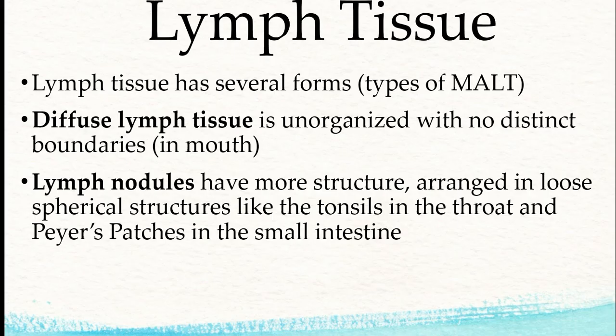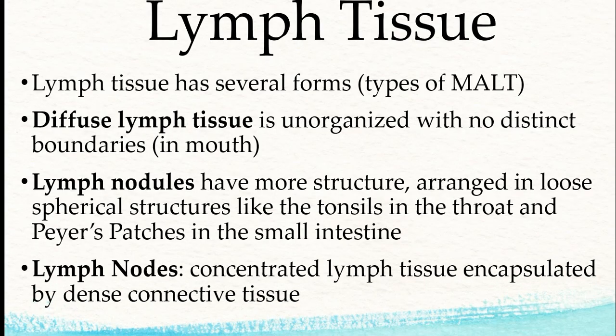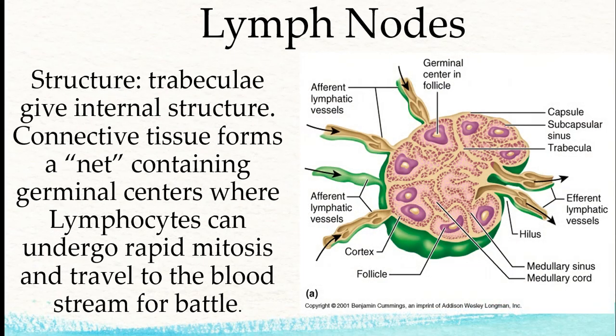Peyer's patches in the small intestine, which we mentioned earlier. Our lymph nodes, though, are a little more concentrated. I think I'll have a picture of this to show you in just a little bit. They're encapsulated by dense connective tissue. If you do have the slide set that goes with this course and you have a microscope, you can look at a good slide of a lymph node right there. It's actually quite complex in its formation. It's concentrated lymph tissue, encapsulated by dense connective tissue. I'll show you pictures. All right, there's a lymph node to the right there, okay?